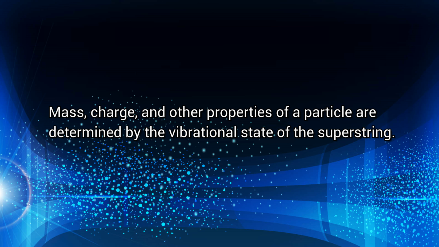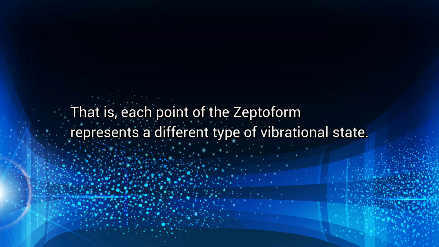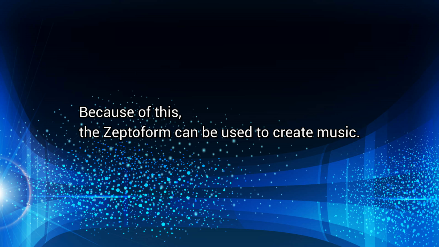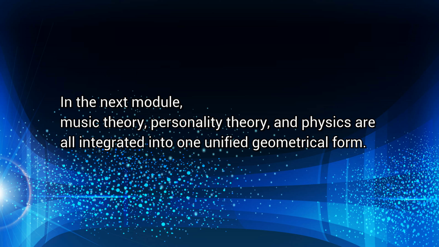Mass, charge, and other properties of a particle are determined by the vibrational state of the superstring. It is like a musical instrument. In the same way, the Zeptoform represents a musical instrument. That is, each point of the Zeptoform represents a different type of vibrational state. Because of this, the Zeptoform can be used to create music. That will be discussed in the next module. In the next module, music theory, personality theory, and physics are all integrated into one unified geometrical form.